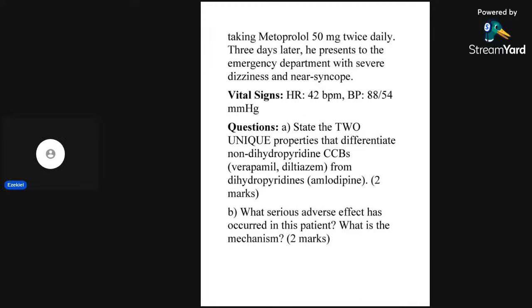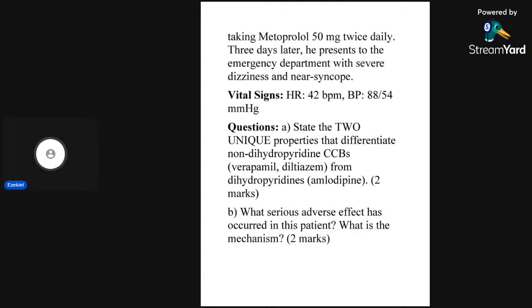Thank you very much, Yusuf. Clemens, thank you. Beta blocker. So metoprolol is a beta blocker. 50 milligrams twice daily. 3 days later, he presents to the emergency department with severe dizziness and near syncope. Vital signs: heart rate 42 beats per minute, blood pressure 88/54. So this blood pressure is quite low.